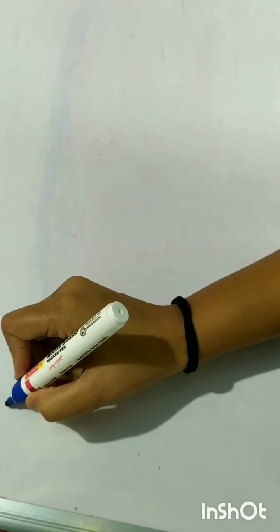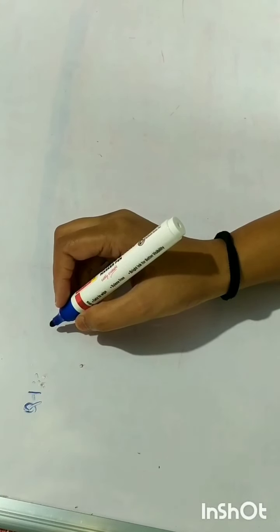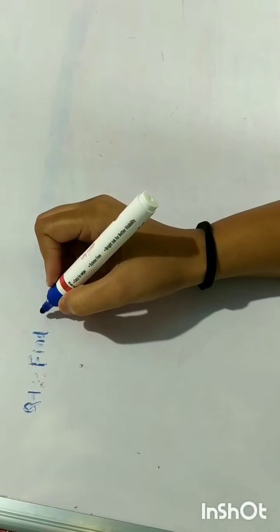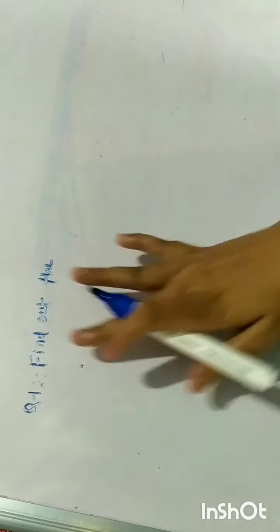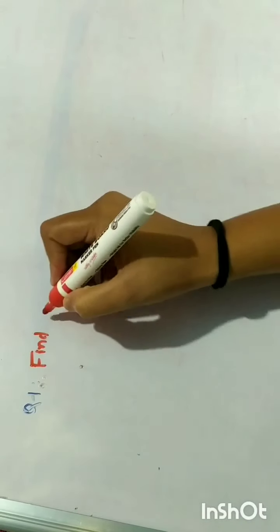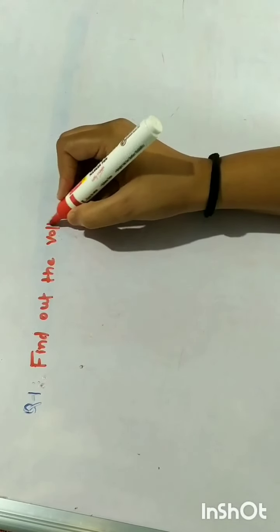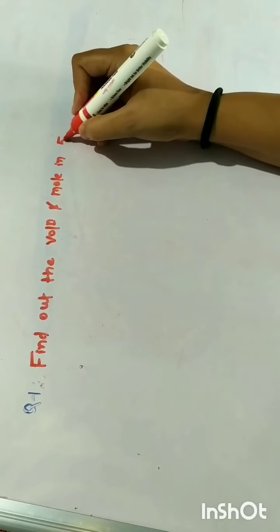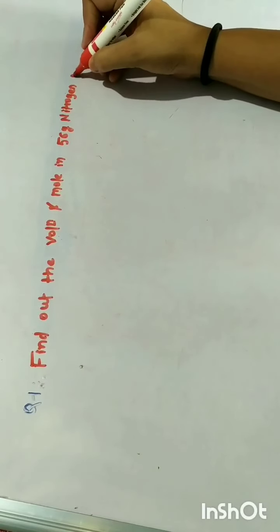So question number 1 is, find out the volume and mole in 56 gram nitrogen at STP.